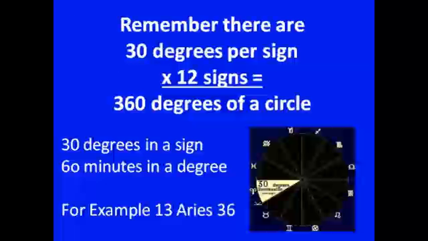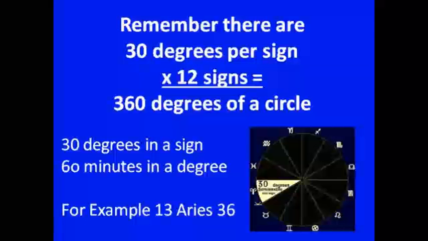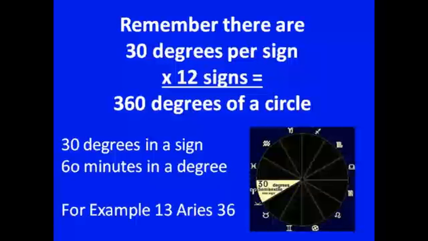Now, before we jump into this any further, I just want to do a little reminder that we are looking at each archetypal sign as having 30 degrees, and that in 12 signs times 30 degrees per sign, that gives us the 360 degrees of the circle.